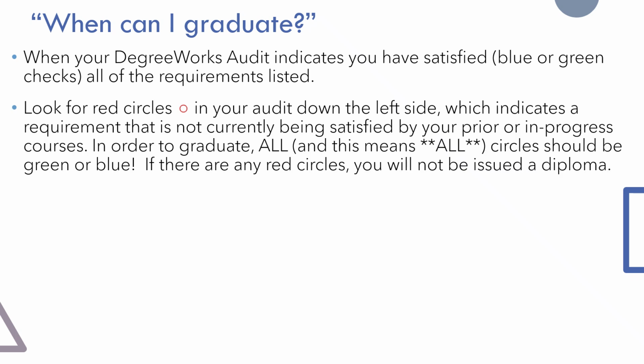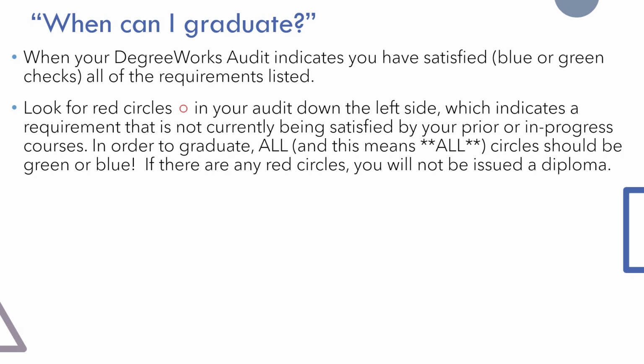If you have any red, orangish circles in your audit down the left side, this indicates a requirement that is not being satisfied by your prior completed courses or by your current in progress courses or courses you've registered for the next semester. In order to graduate, all of these circles have to be blue or green.